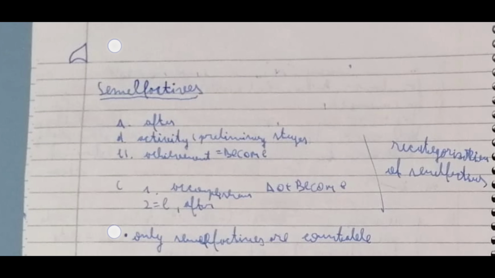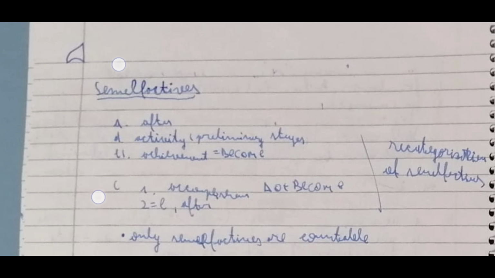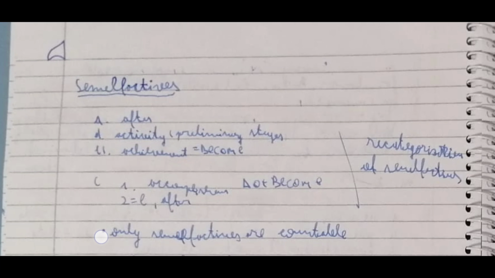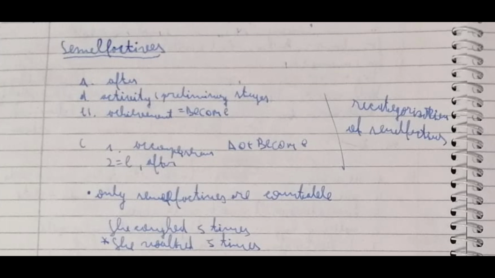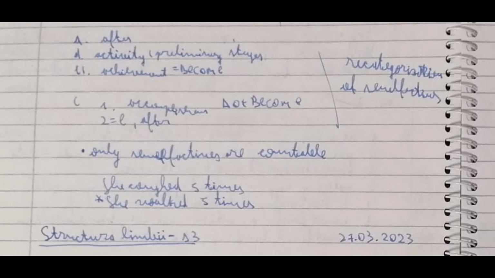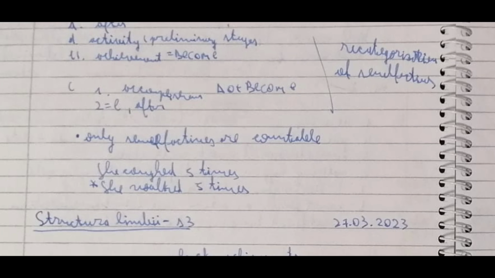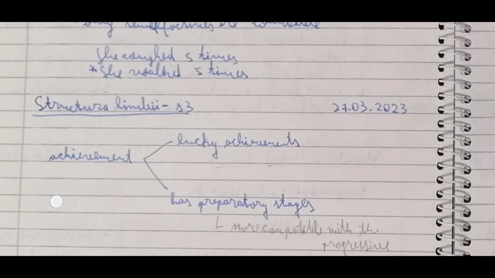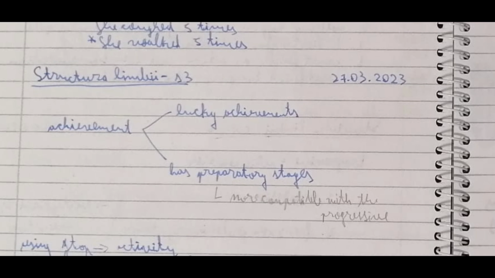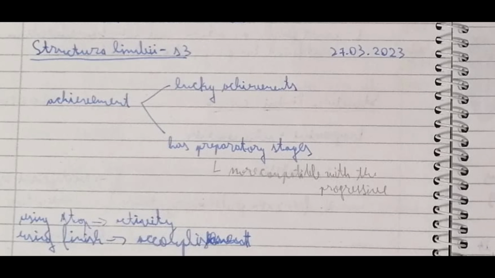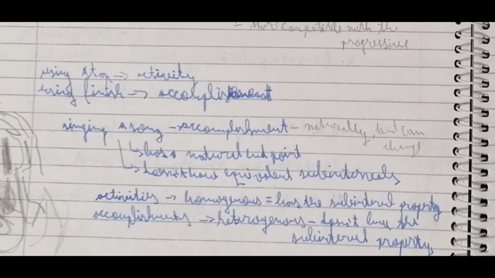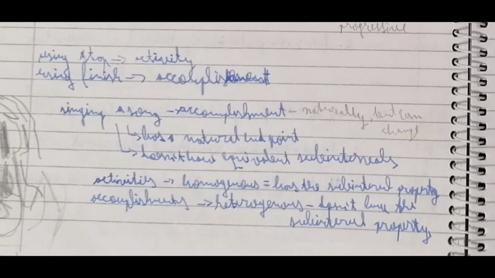Next, semifactives after activity preliminary stage. Achievement become recategorization at semifactives. Only semifactives are countable. She coughed 5 times. She walked 5 times. Okay, achievement. Lucky achievement has preparatory stages, not compatible with the progressive. Using stop activity, using finish accomplishment, singing a song accomplishment naturally. Loss a natural endpoint.